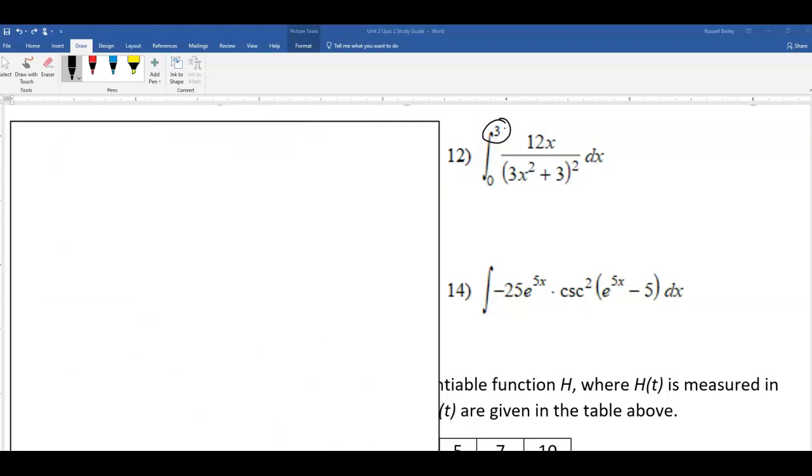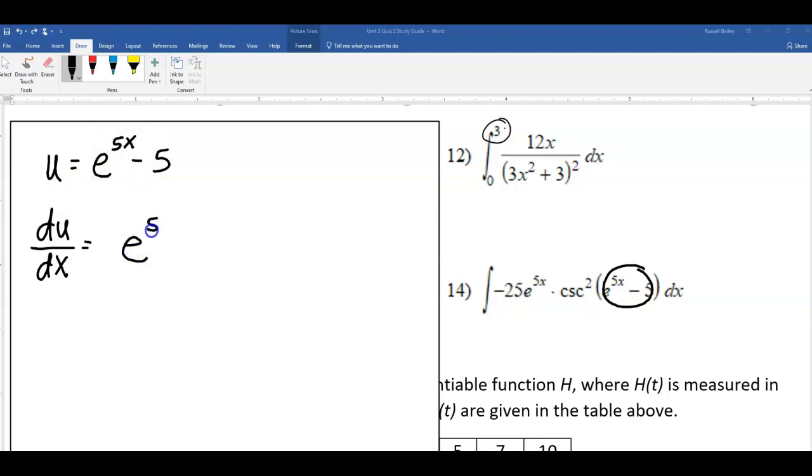All right, these trig ones, sometimes it's a little bit difficult to see what the u is. In this case, my u is the inside piece, so u is e to the 5x minus 5. du with respect to x. All right, the 5 just goes away when you take the derivative. And when you take the derivative of an exponential function, it stays the same. But we do want to multiply it by the derivative of the inside. The derivative of 5x is 5. So there's my du dx.